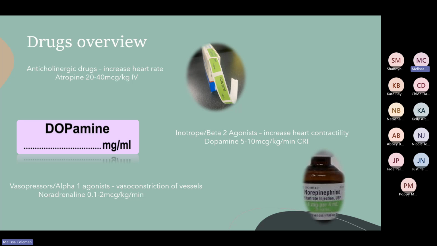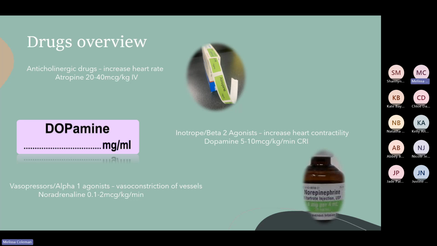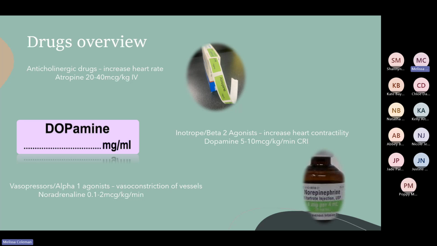And then we have our vasopressors, which are alpha-1 agonists. This is for pure vasoconstriction of the vessels, and the drug is called noradrenaline. It constricts our vessels and helps the blood flow through them faster to get a better blood pressure. One thing to note with this drug is that if it goes extravascularly, it can cause necrosis of the tissues. So this is a drug that we use very sparingly.